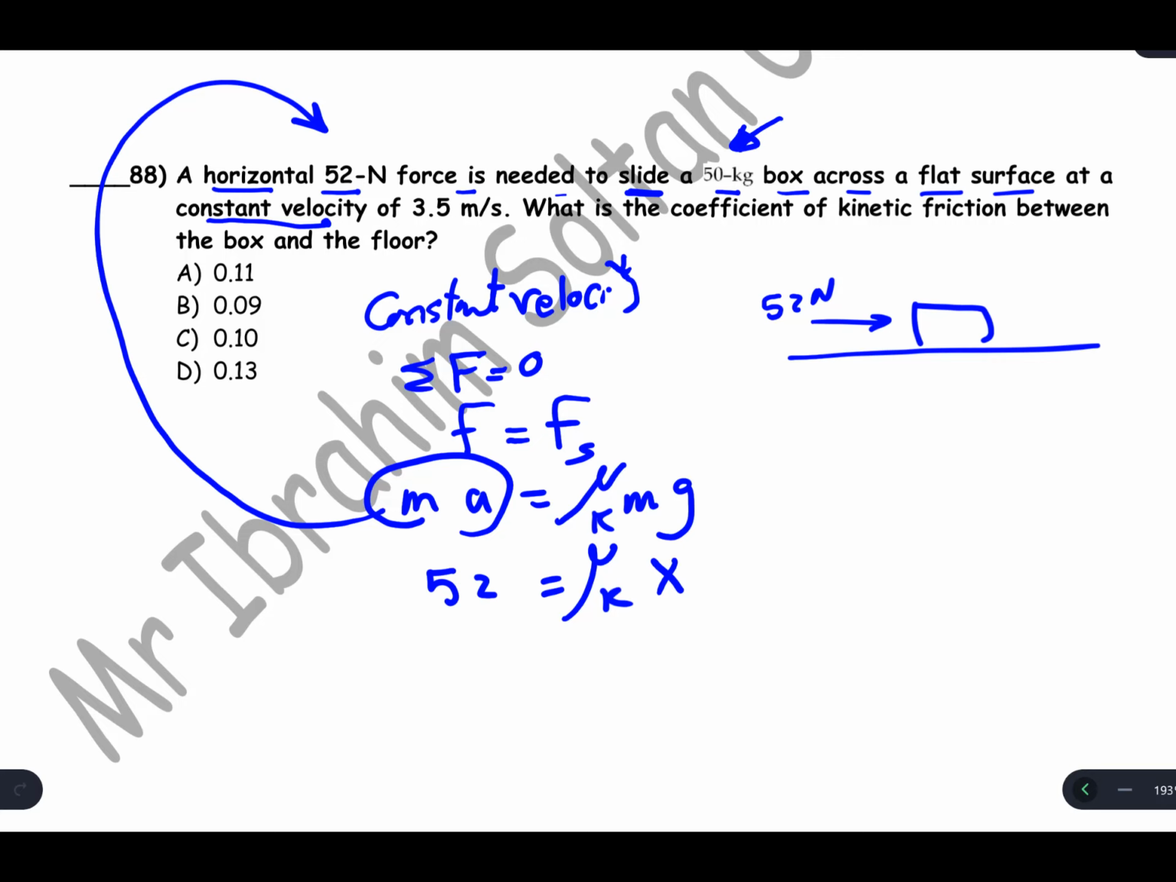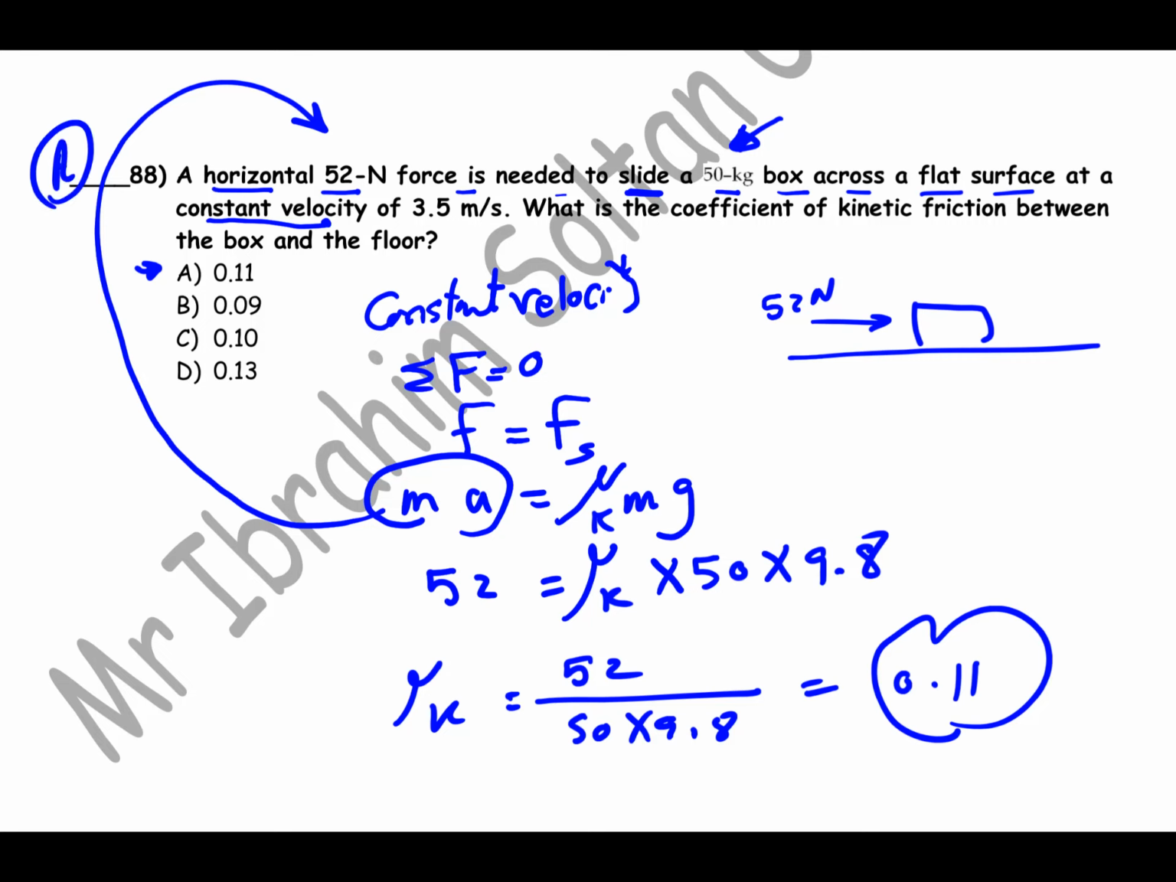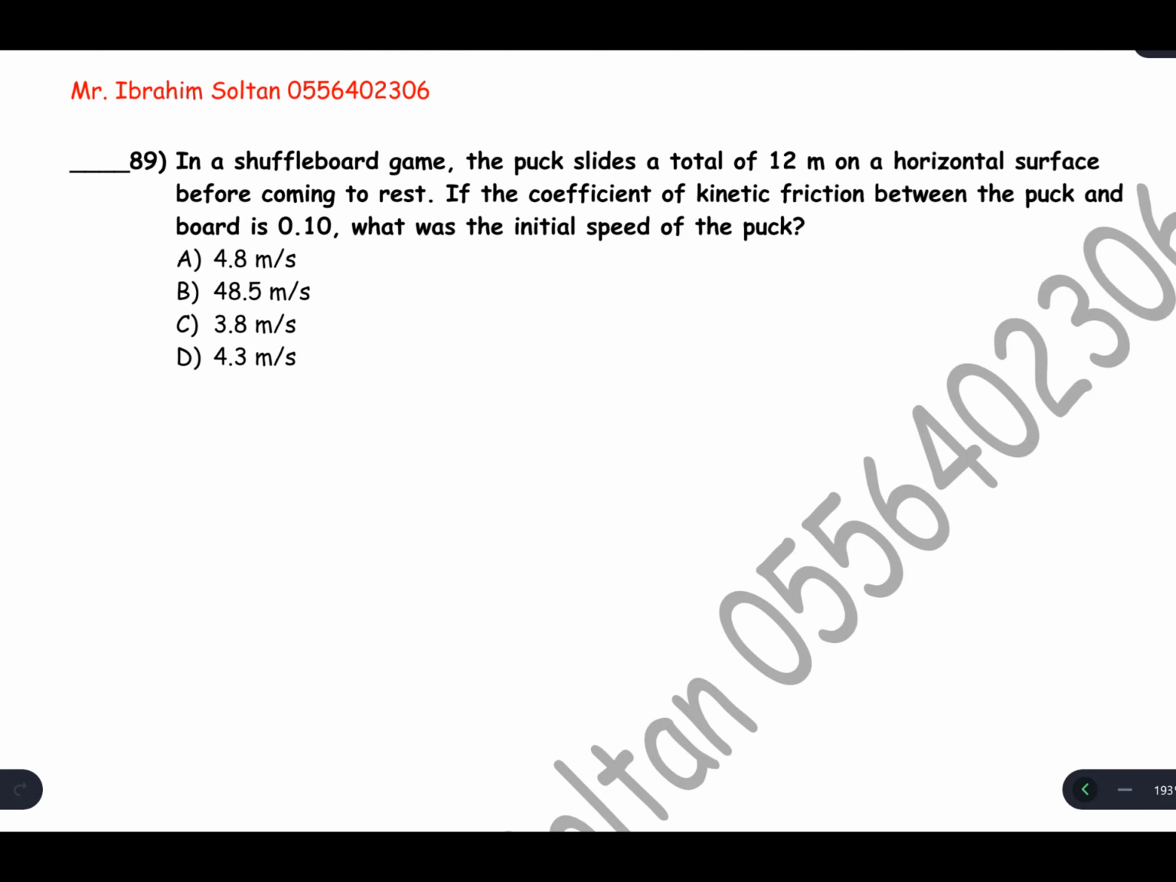M is 50 kilograms, right? Times g, 9.8, so mu k equals 52 over 50 times 9.8. Let's use the calculator to calculate it. It equals 0.11. So the answer is letter A. I hope it is easy. Let's go to the next.